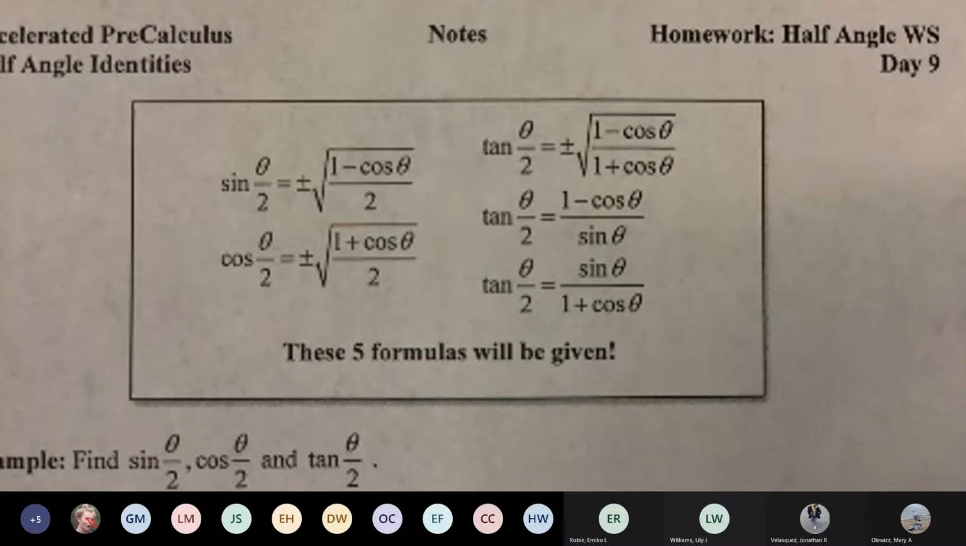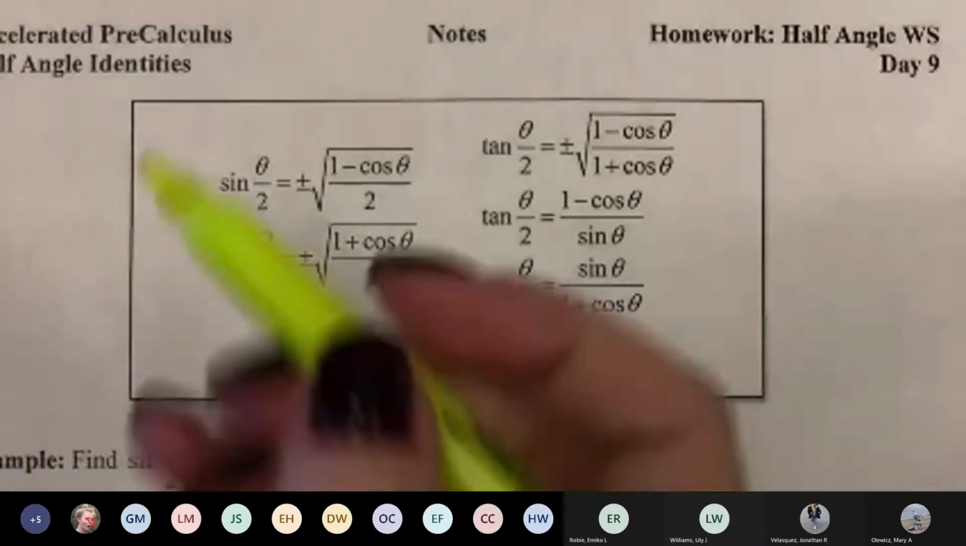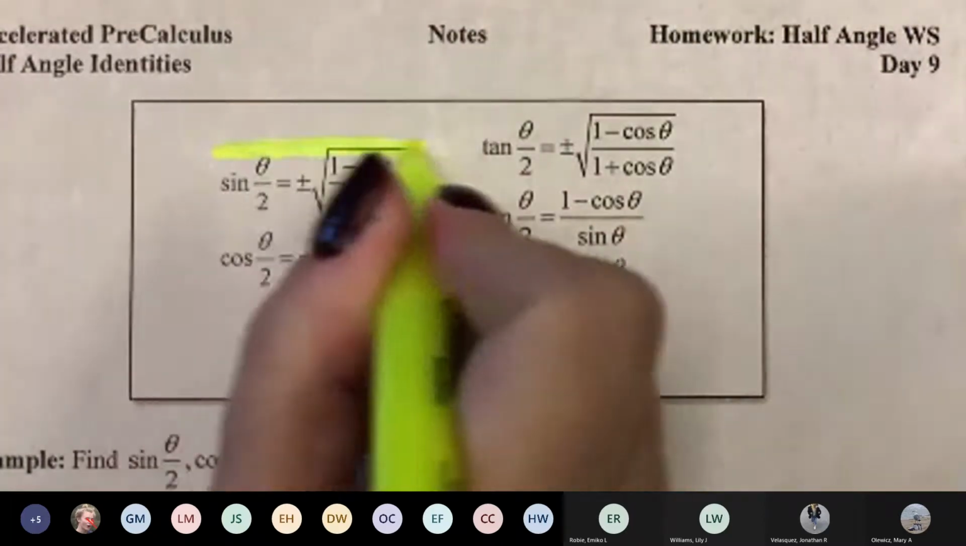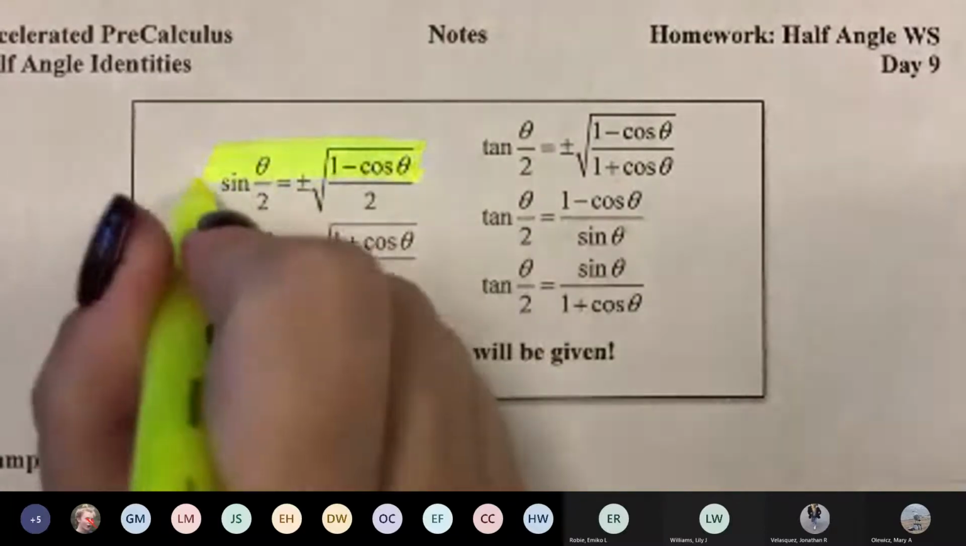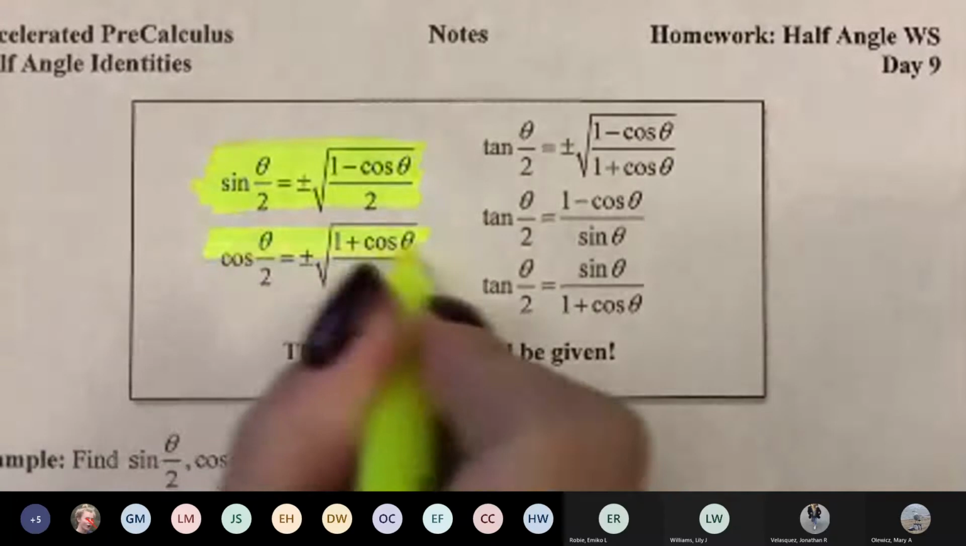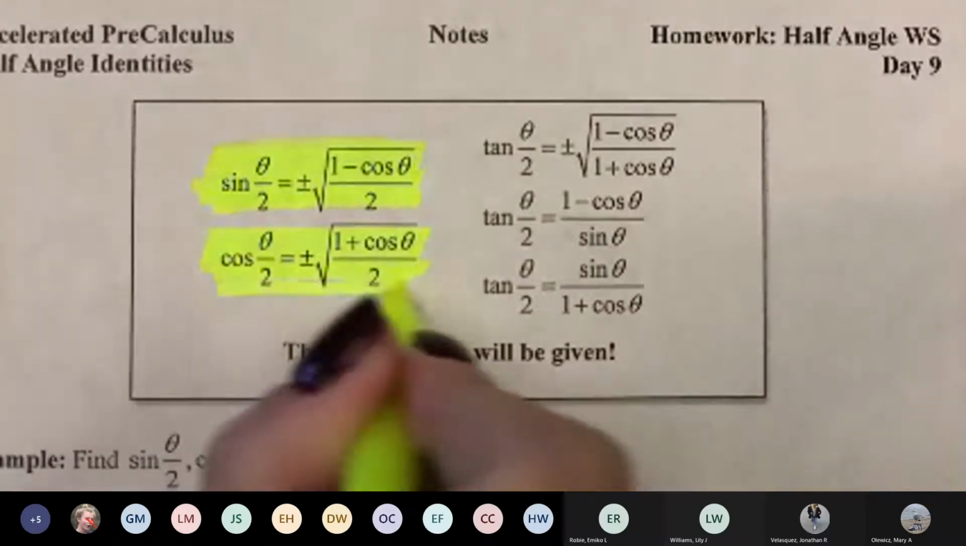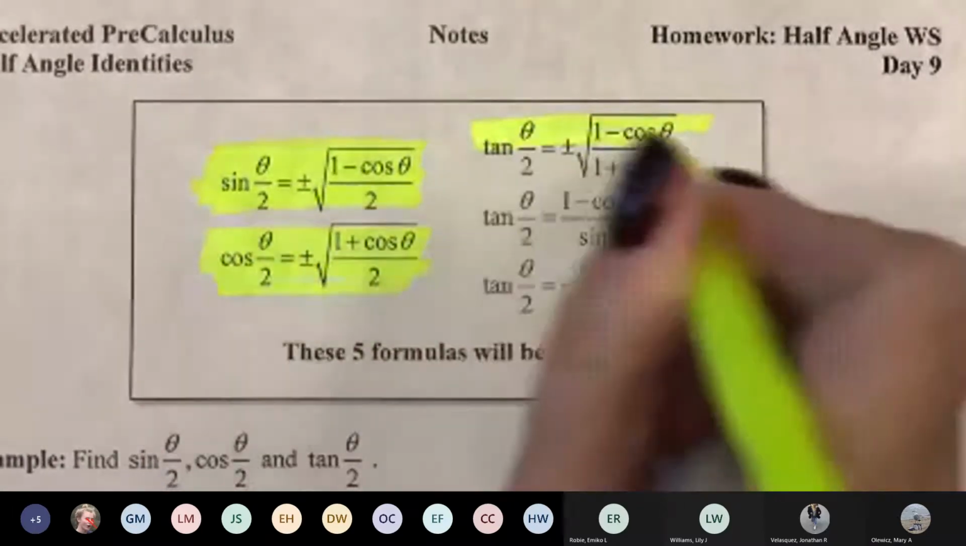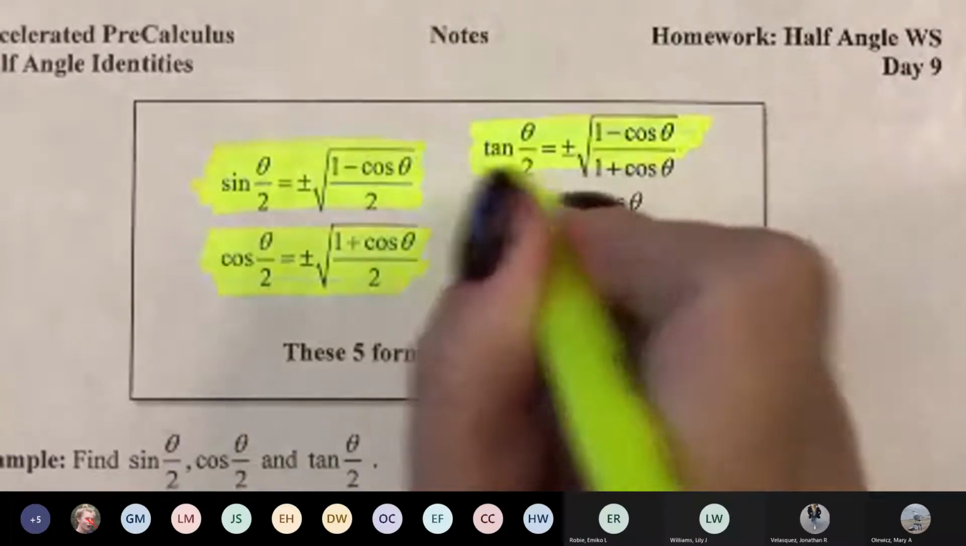Okay, let's go ahead and start talking about our identities. The problems that we're looking at today will involve half-angle identities. So unlike your sums where you added two different identities together or your doubles where you doubled, these are going to be half the size. Now the formulas that we will predominantly be using are our sine formula, our cosine formula, and the first of the three tangent formulas.